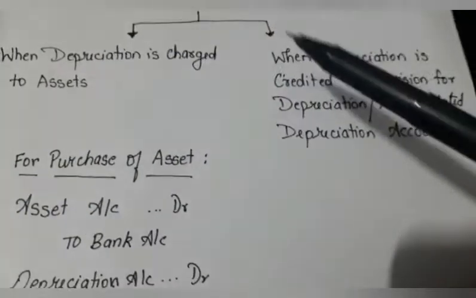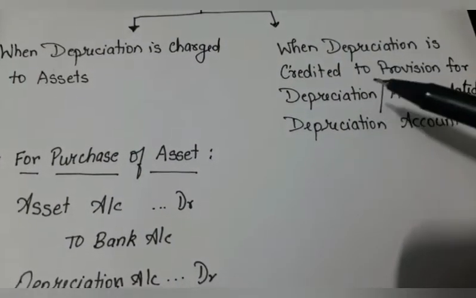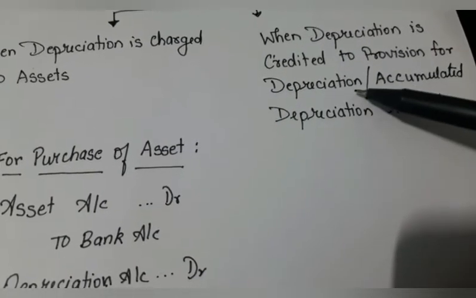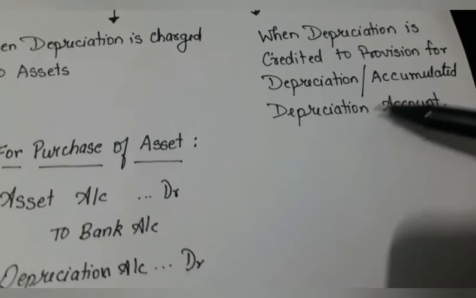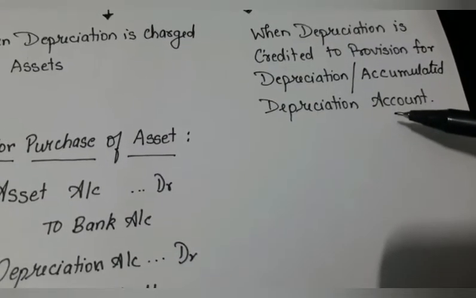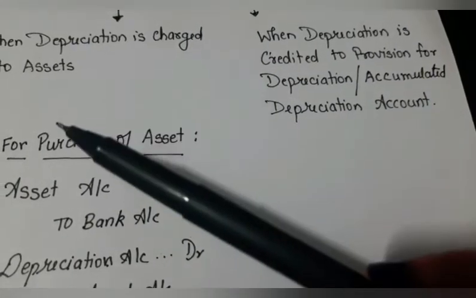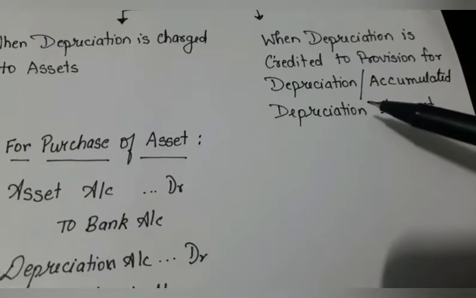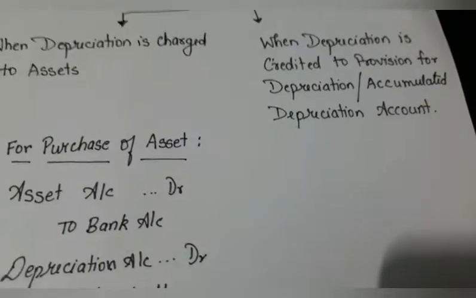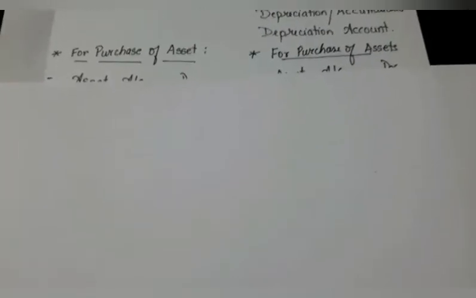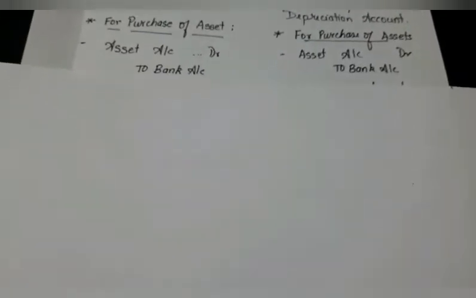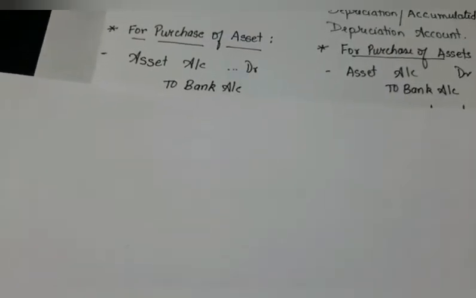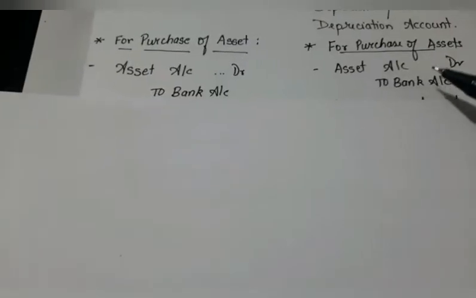Now let us see when depreciation is credited or charged to provision for depreciation. What is the other name for provision for depreciation? Yes, it is also known as accumulated depreciation account. So let us see, if instead of charging depreciation to asset, it is charged to provision for depreciation, what are the possible journal entries? Students, when we are purchasing that asset, the same journal entry you have to pass, that is asset will be debited to bank account.